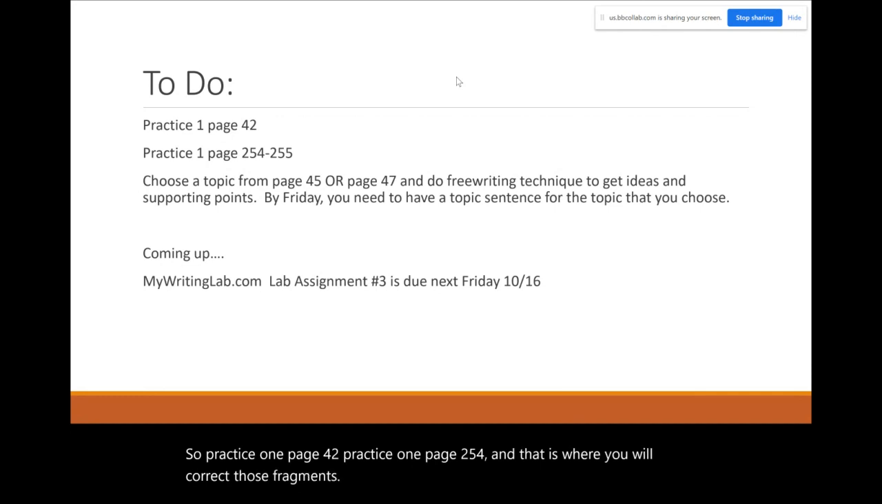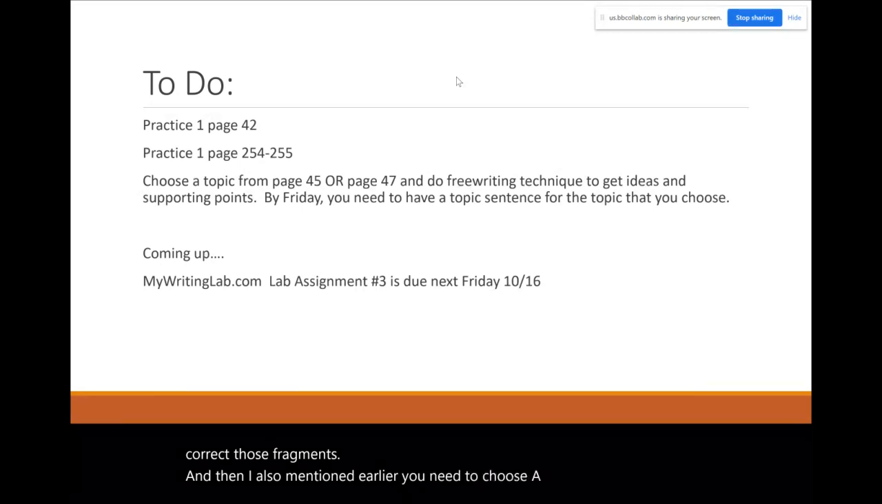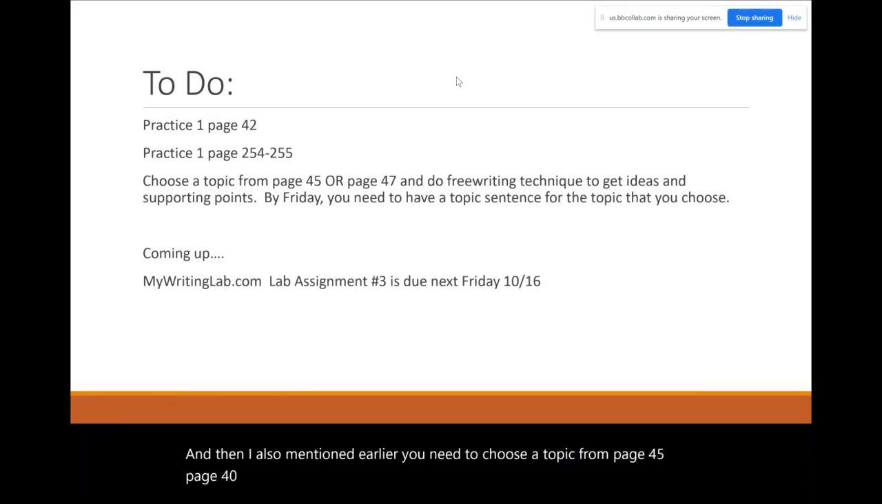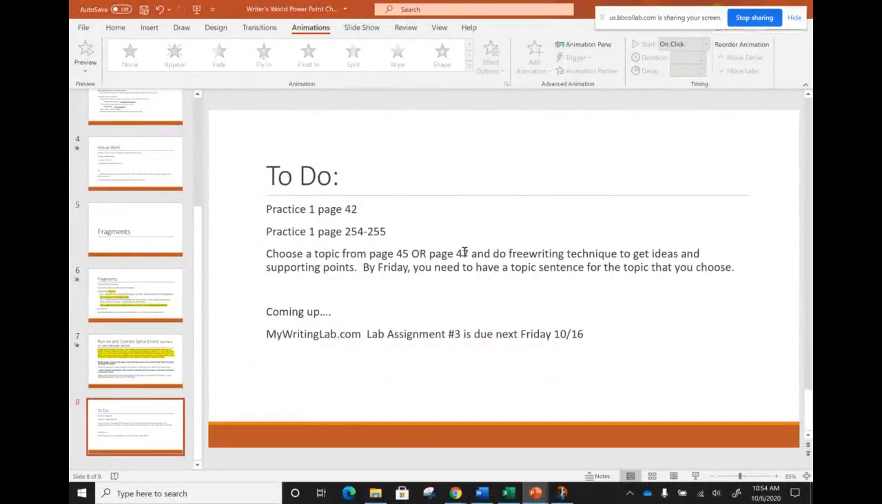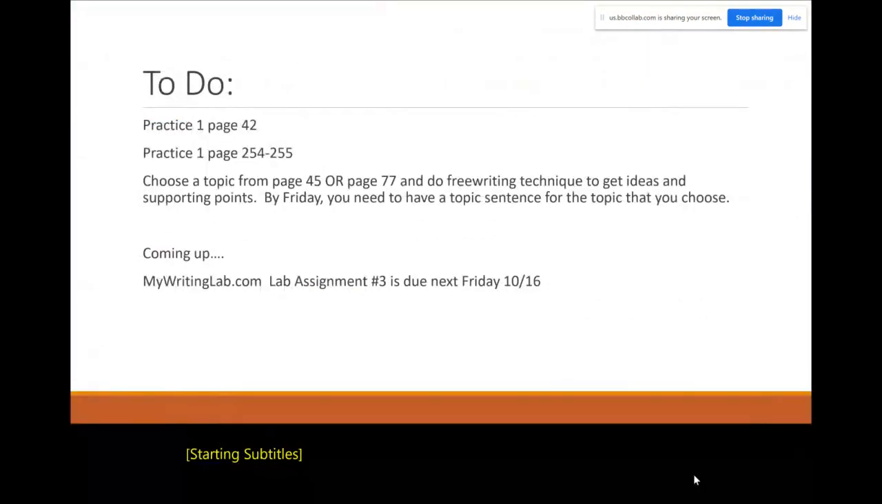And then I also mentioned earlier, you need to choose a topic from page 45. Why did I say page 47? I was so tired last night when I was doing this. It's not page 47, it's page 77. Okay, there we go. Choose a topic and do your free writing to get ideas and supporting points.